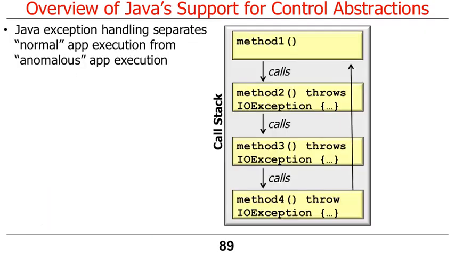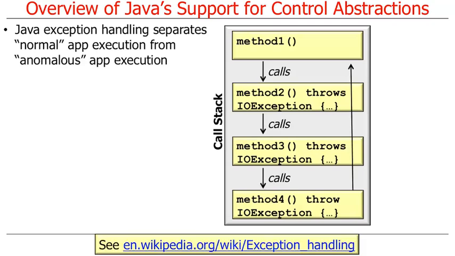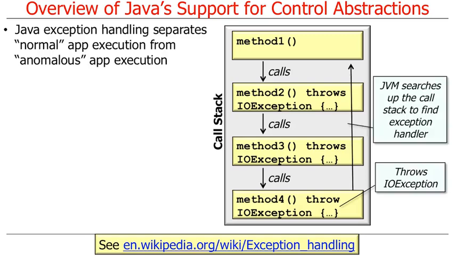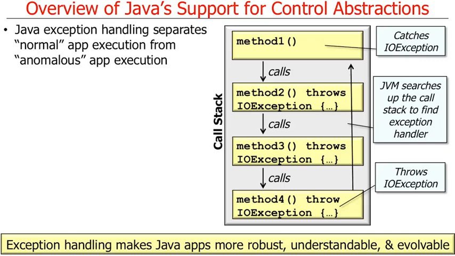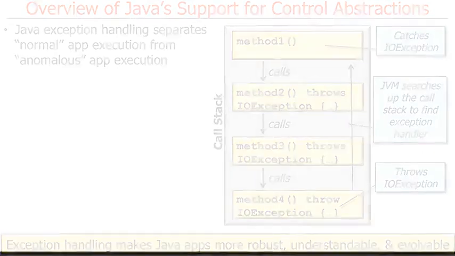Yet another form of flow control abstraction supported by Java is exception handling, which separates the control flow paths of normal app execution from the control flow paths of anomalous app execution. For example, by using exception handling, the control flow path of an app will differ in a nicely structured way if the file it attempts to open is available on the computer versus not being found. When used properly, exception handling makes Java apps more robust and easier to understand and evolve.